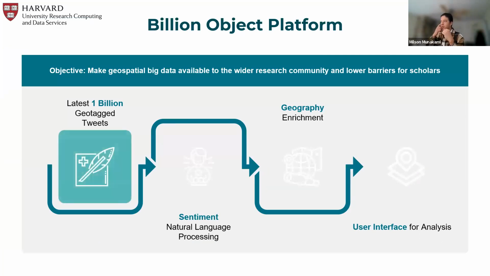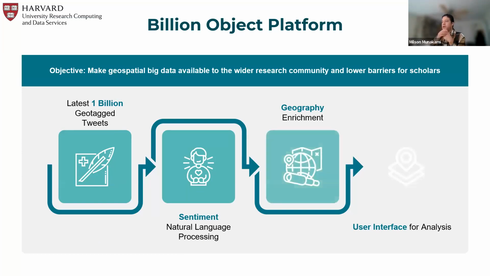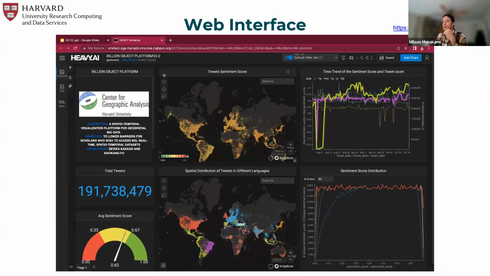This is called Billion Object Platform. So they have 1 billion geotagged tweets from around the globe in different languages. And they want to implement sentiment analysis using natural language processing. And this geographically enriched data set can now be used to have different kinds of user interfaces that can be interactive and also helpful for users to download those data. So the outcome of this looks like this.